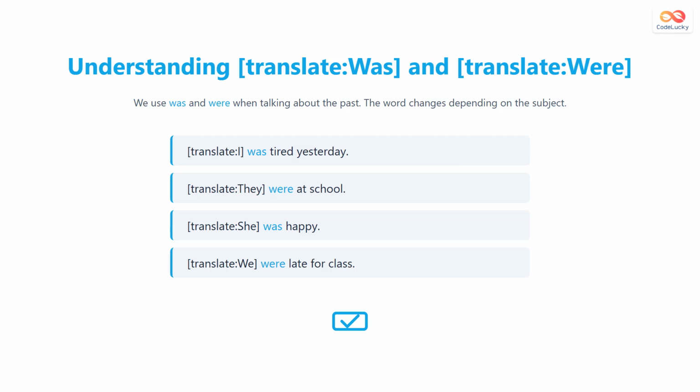We use was and were when we talk about something that happened in the past. Was is used with I, he, she, and it. Were is used with you, we, and they. For example, I was tired yesterday, or they were at school. These words help us show what happened before.